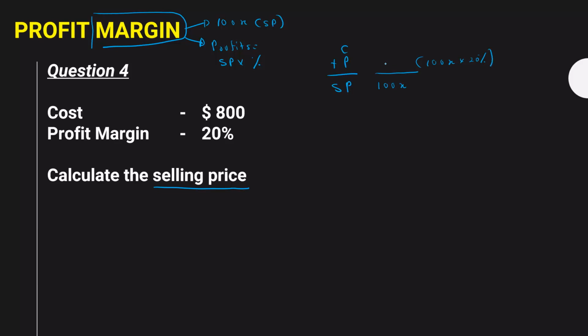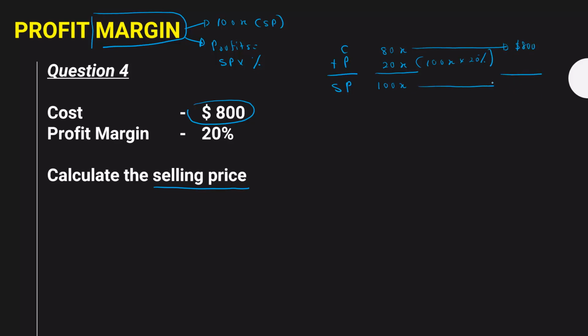Then here you are getting a profit of how much? 20x. So if your selling price is 100x, if your profit is 20x, how much should be your cost? Cost should be 80x. Now here in this question you have the cost, right? How much is that? $800. That means 800x is equal to $800.